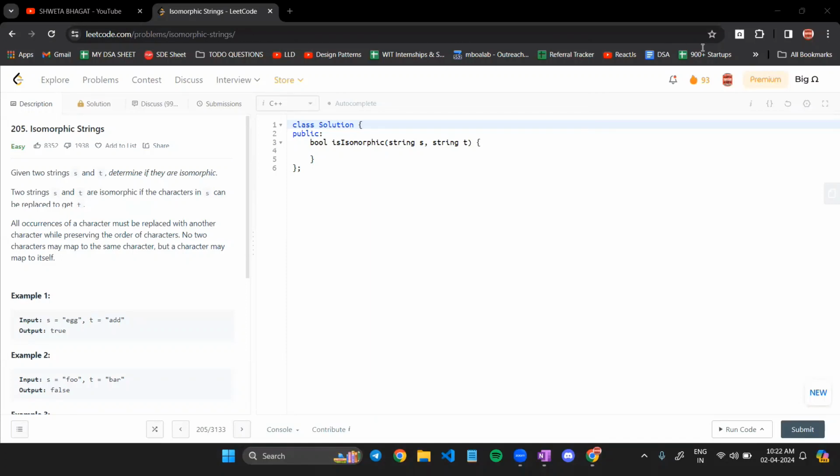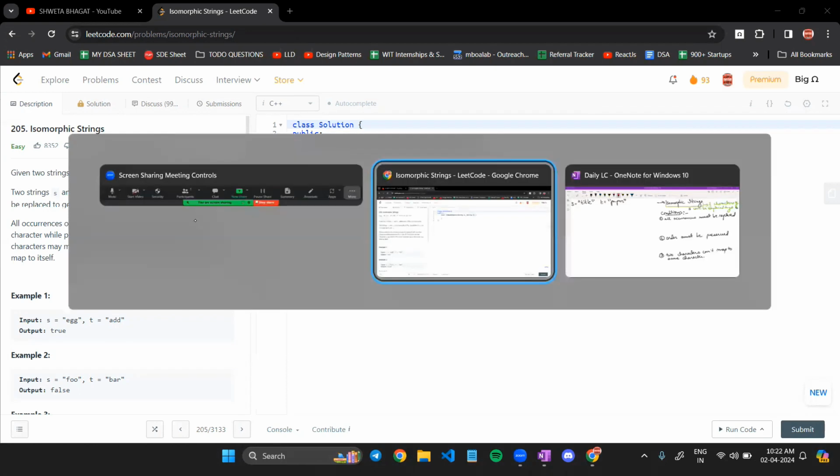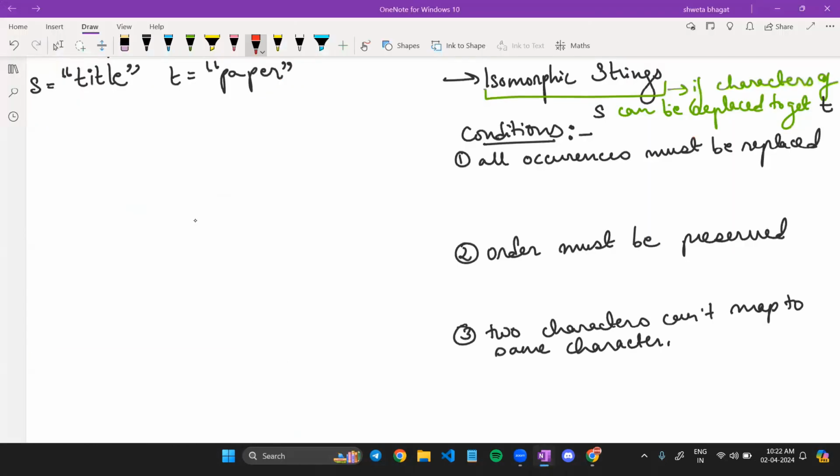Hey everyone, today we are going to solve the Daily LeetCode challenge of 2nd April 2024, and the problem statement is Isomorphic Strings. So let us first understand the problem statement. According to the problem statement, we have been given two strings S and T, and we have to determine whether they are isomorphic or not.